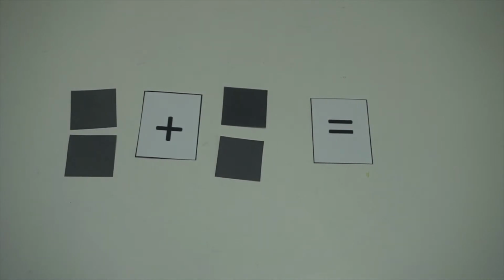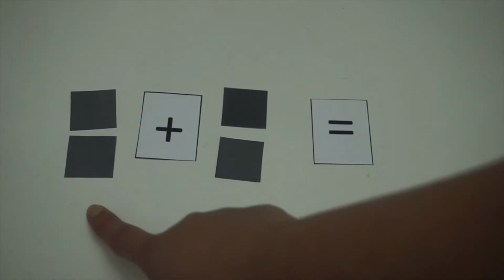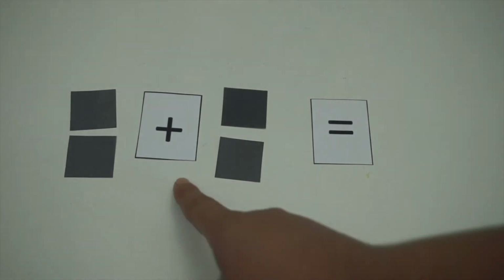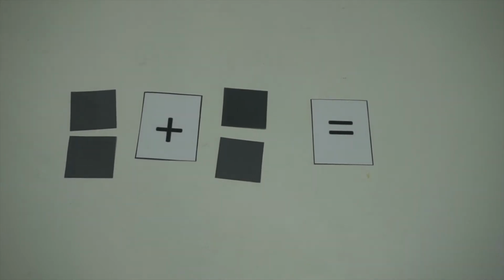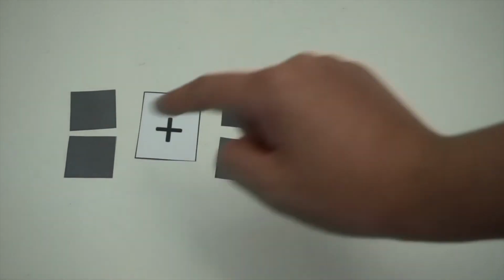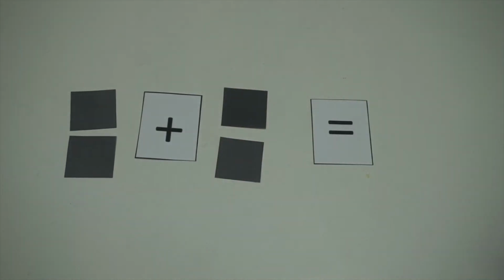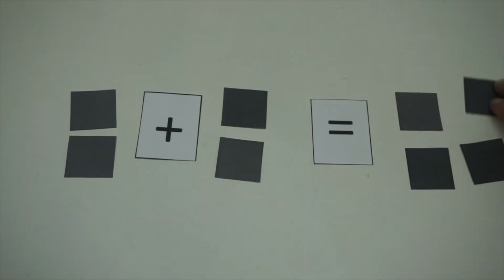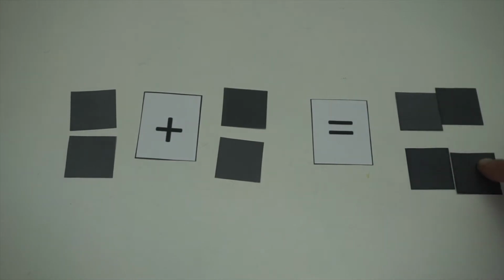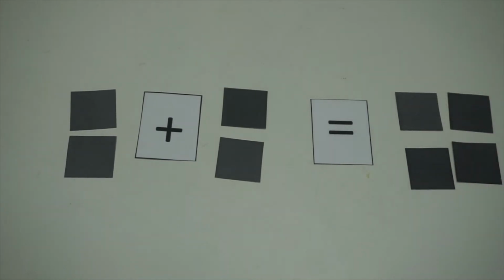We have an equation here where we have 2 squares plus 2 squares equals blank. So we have to figure out what goes on the other side of the equation sign. So if we count 1, 2, 3, 4, that means we have a total of 4 squares, which means that this equation equals 4 squares. And that would be what our equation is going to look like. So 2 plus 2 equals 4.